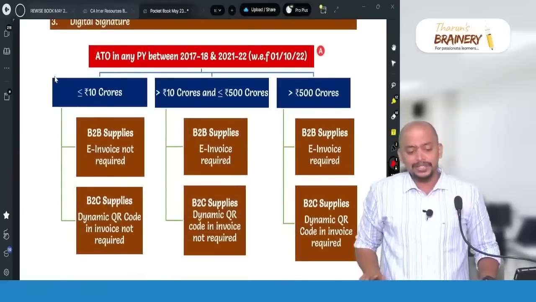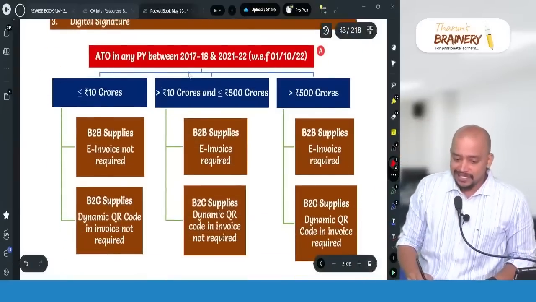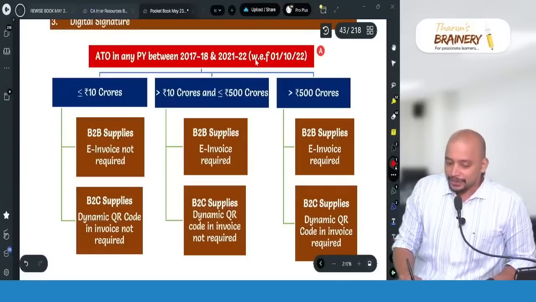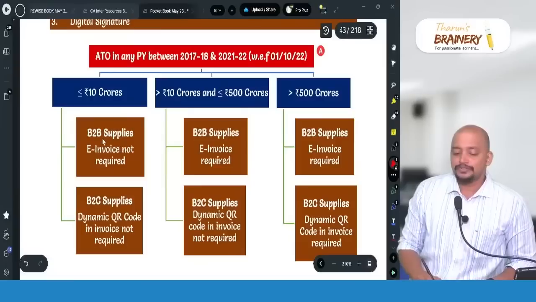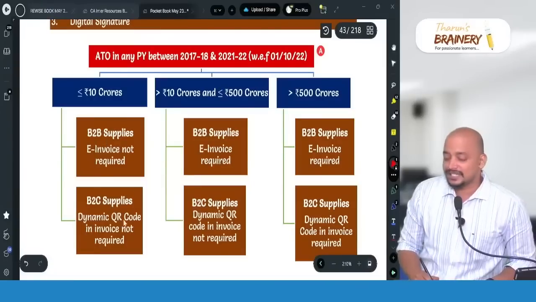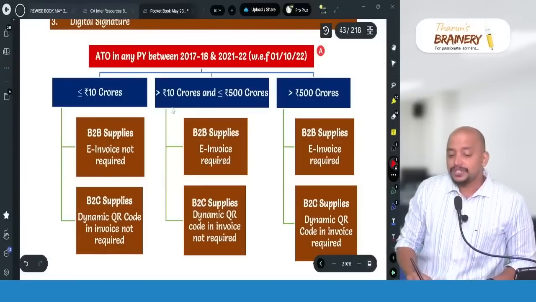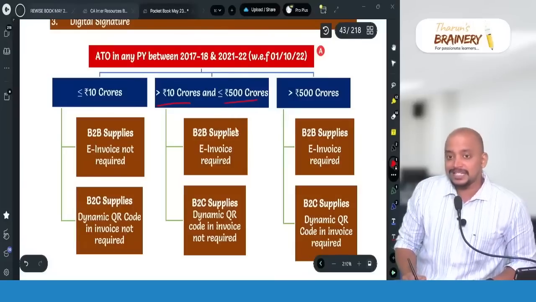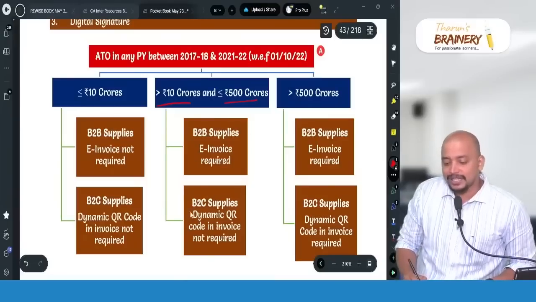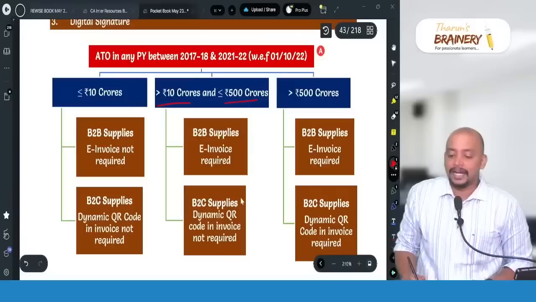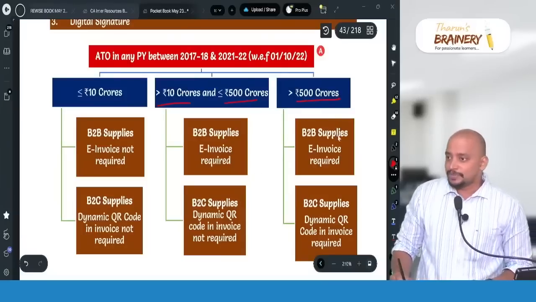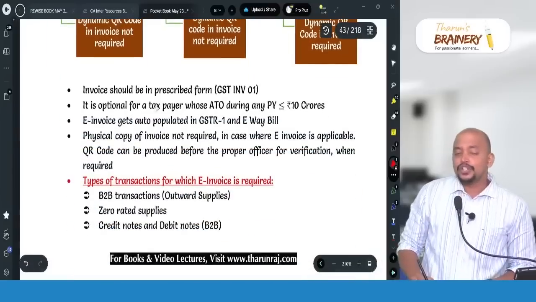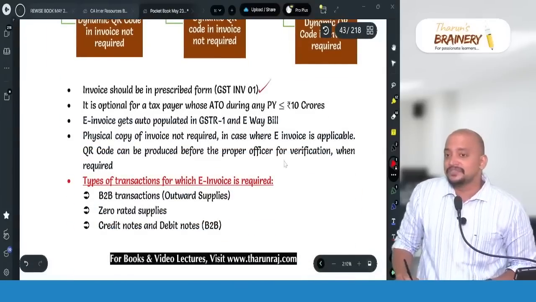Now, this aggregate turnover in any previous year between 2017-18 and 2021-22, if it does not exceed 10 crores, then for B2B supplies, e-invoice not required, for B2C supplies, dynamic QR code not required. Suppose it exceeds 10 crores but does not exceed 500 crores, for B2B supplies, e-invoice required, and for B2C supplies, dynamic QR code is not required. If it exceeds 500 crores, for B2B, e-invoice, for B2C, dynamic QR code in invoice. And the invoice should be prepared in a prescribed format, that is INV1.